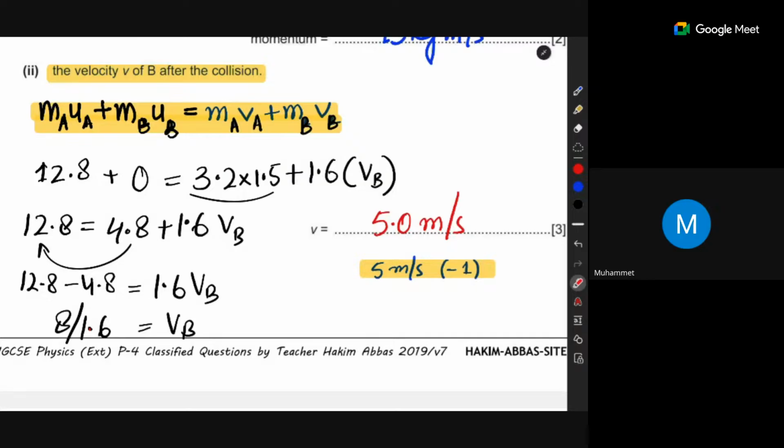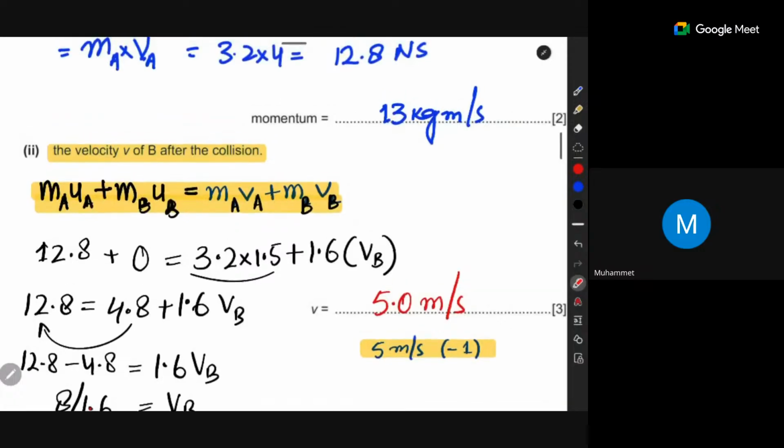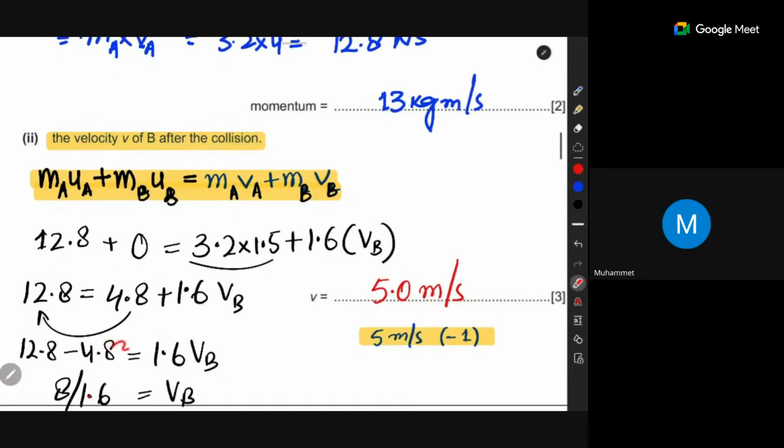Yes, sir, I think. So after this I just applied the mathematics: 12.8, and here 3.2 multiplied by 1.5 is basically 4.8, and the remaining 1.6 into VB is as it is. So 4.8 is shifted from the left hand side, and when it is shifted, it would be subtracted: 12.8 minus 4.8.